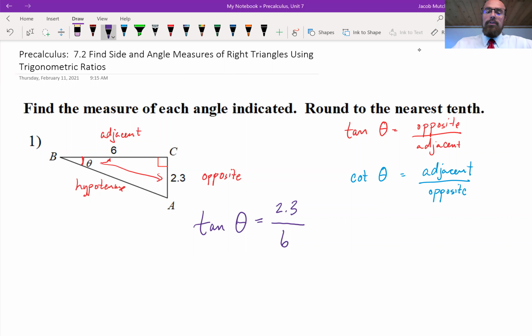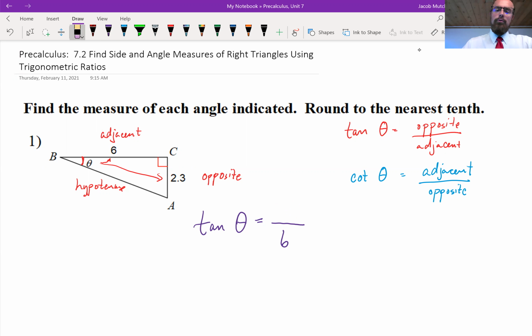Now for this question, I'm looking to find the measure of angle theta in degrees. I'll round it to the nearest tenth. And I need to think really, how do I cancel this tangent operation so that I can free theta? Well, in trigonometry, one of the functions that we have is an inverse function for all the trigonometric ratios. And that's what I want to apply here.